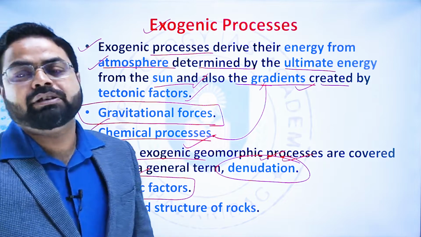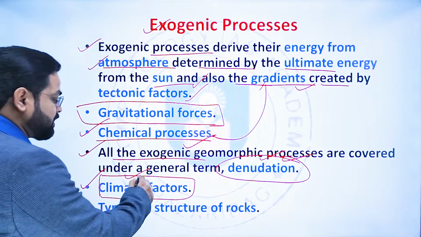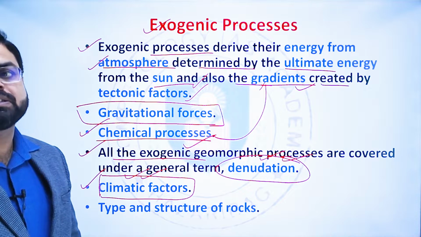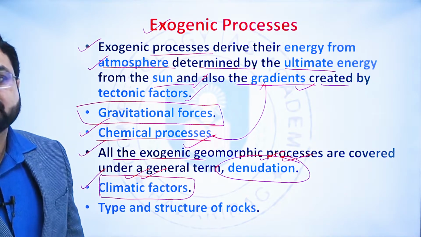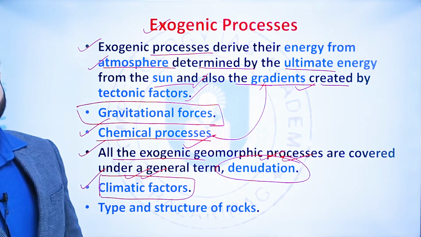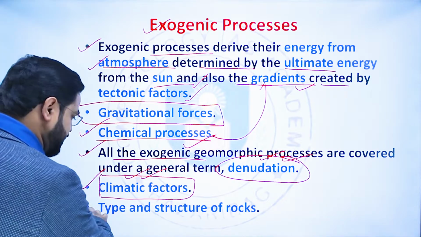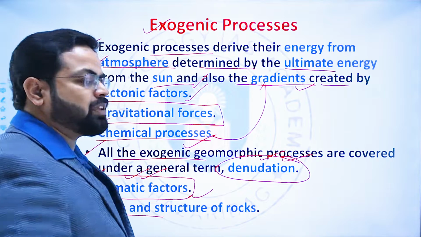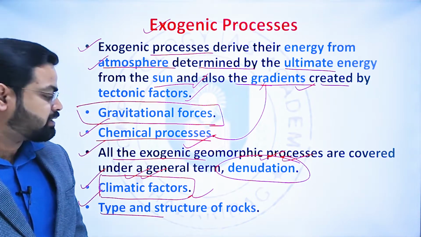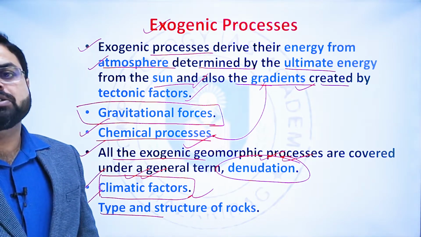Climatic factors are also very much responsible for the exogenic geomorphic processes, because due to the climatic factors there will be chemical action, there will be physical actions like movement of the ice sheets. If it is an arid region, then there will be temperature action, there will be wind action, etc. So the climatic factors also control the exogenic geomorphic processes, as well as the type and the structure of the rock. If there are different types and different structures of the rocks, then different types of geomorphic actions will be occurring over there.